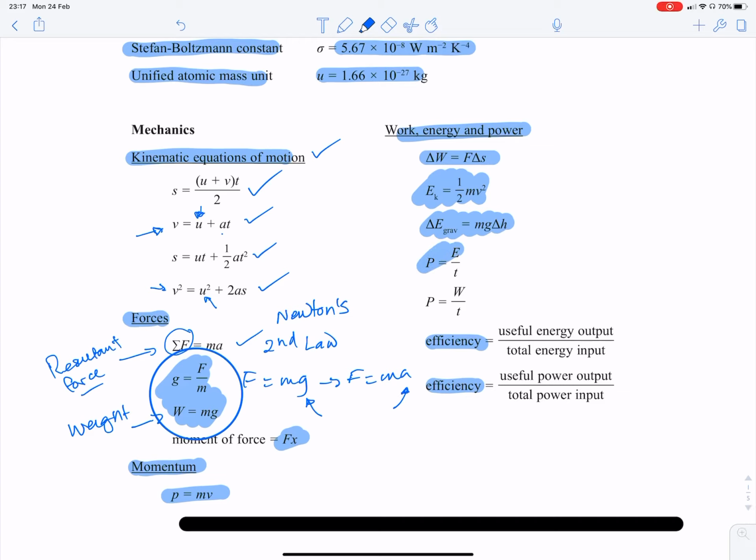And this equation is for power, which is energy over time, or power is work done over time. So work done and energy are synonymous because when energy changes from one form to another, work is done. So that's why they are interchangeable. Okay. Efficiency equals useful energy output divided by the total energy input, or useful power output over the total power input.